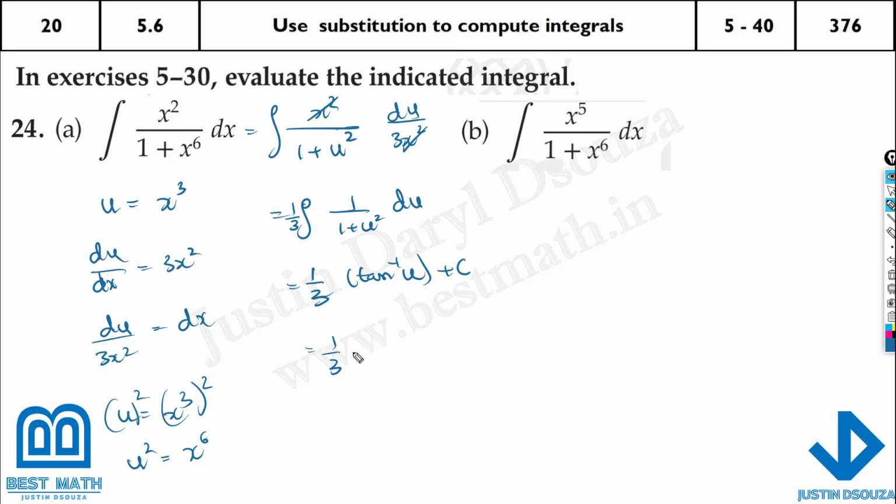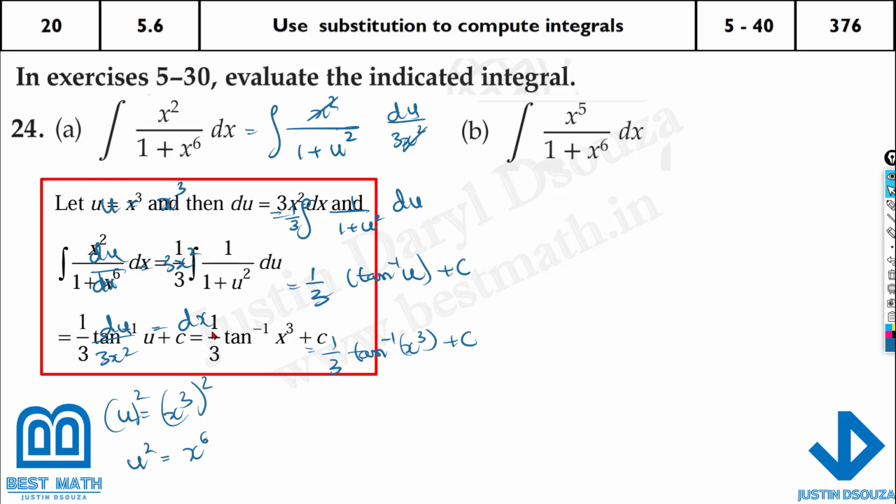That is equal to 1/3 tan inverse. What was u initially assumed to be? It is x cubed plus c. So that is the final answer here. That's it. So it's 1/3 tan inverse x cubed plus c.